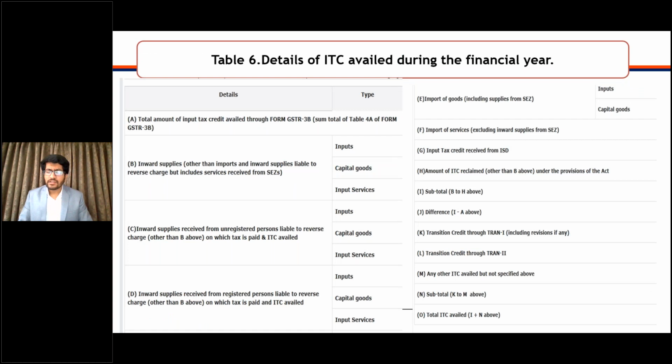Let's come to table 6. Table 6, details of ITC availed during the financial year. Here the word is ITC availed during the financial year and not ITC as per audited books. So table 4A is auto-populated. It's the amount of ITC which we have claimed through GSTR 3B.